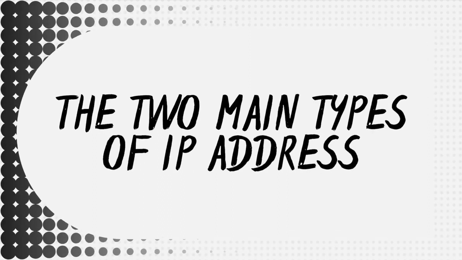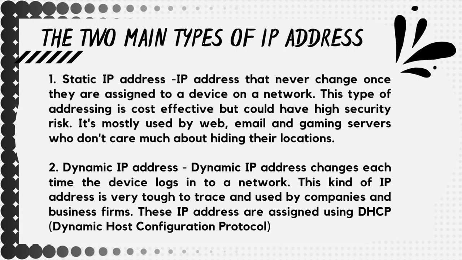And next, what are the two main types of IP address? They are static and dynamic. Static IP addresses never change once they are assigned to a device on a network. They are mostly used by web, email, and gaming servers. Dynamic IP addresses change each time the device logs into a network. This kind of IP address is very tough to trace and is used by companies and business firms. These IP addresses are assigned using DHCP, or Dynamic Host Configuration Protocol.